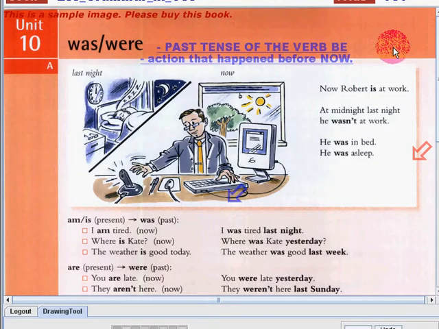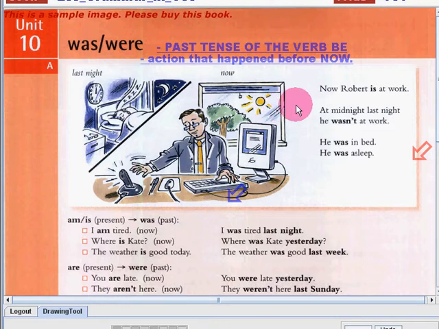Today we will discuss a lesson about the helping verbs was and were. As we all know, these helping verbs are in the past tense. These are the past tense of the verb be. When we say past tense, that means we are talking about an action that happened before now, before this time now. Now, let's take a look at the picture here.